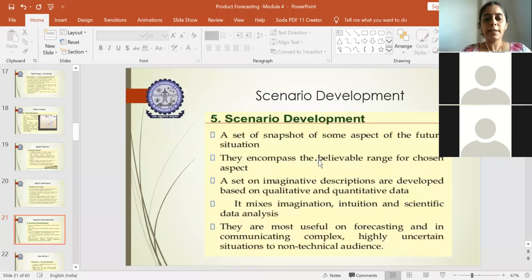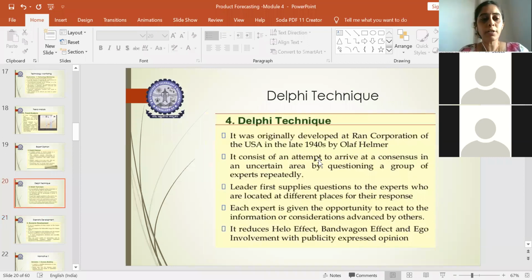So this has been done in the Delphi technique. Okay, so finally, the better thing you achieve through the Delphi technique is that it reduces halo effect, bandwagon effect, and ego involvement with publicity and expressed opinion. First of all, it improves the communication, compatibility and understanding among the people, and it also helps to reduce the ego and attitude in sharing and discussing.